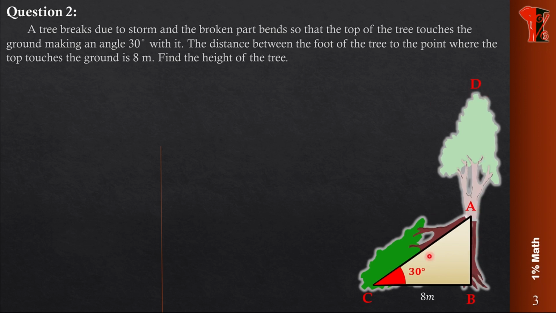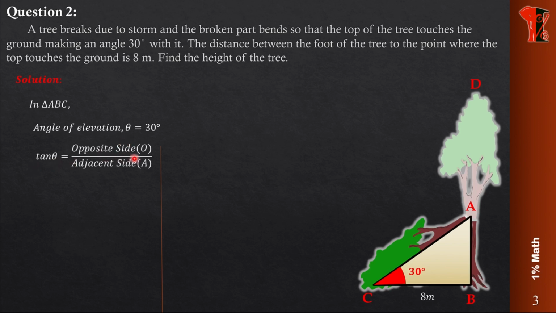Let us find the solution now. Here we know the base, and we have to find the hypotenuse as well as the opposite side. Let us find the opposite side first. The trigonometric function which relates the adjacent side and the opposite side is the tan function, so let us use that. I am going to take triangle ABC. Again, the angle of elevation is 30 degrees. Tan theta is opposite side by adjacent side. Substituting the values, tan 30 is 1 by root 3. Cross multiply.